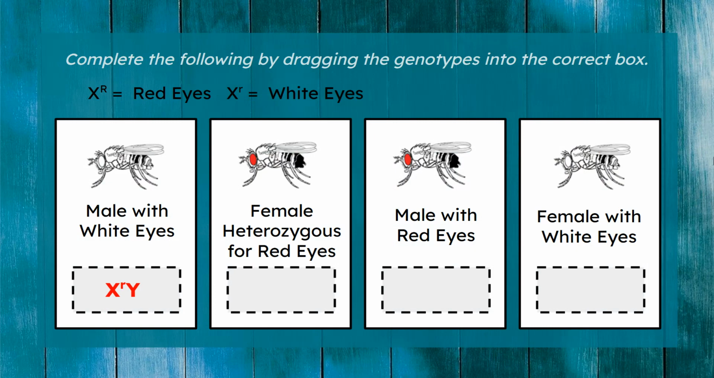A female, heterozygous for red eyes. So since she's a female, that's XX. Heterozygous, so that's going to be big R, little r. Male with red eyes. He's got the dominant eye color, X^R Y. Female with white eyes, she's got the recessive eye color, so that means she's going to be X^r X^r.